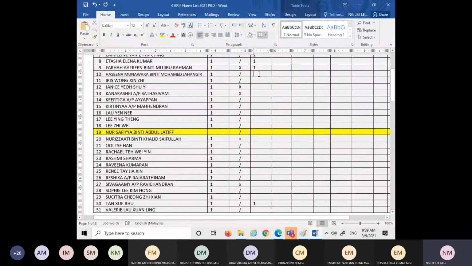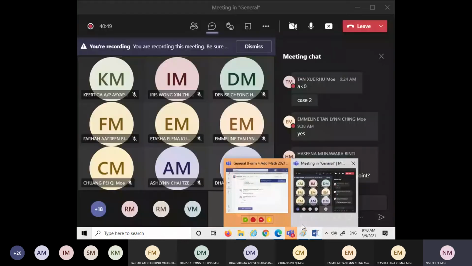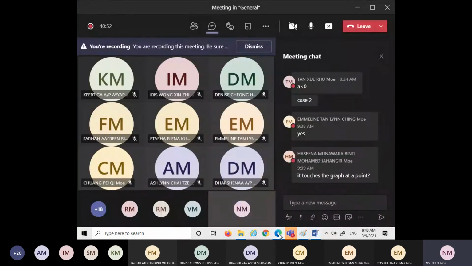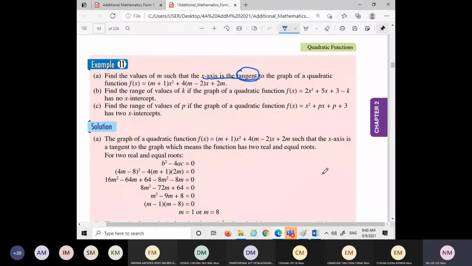Now it's your turn to answer. Okay, we come back here. Now you say that the x-axis is the tangent to the graph of a quadratic function. This means it only touches at one point. So when it touches at one point, what is the D? Touch at one point, the D is equal to 0.